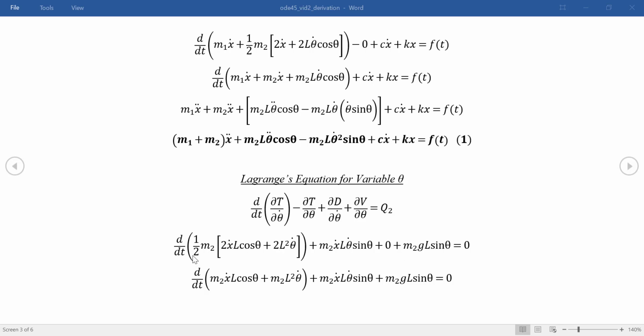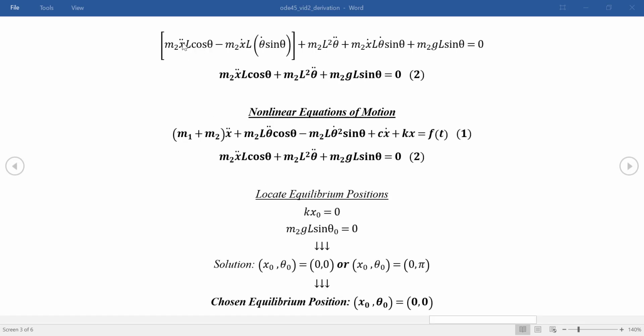Again, I factor out the 2 to get rid of the 1/2. And then I take a time derivative, which again involves a product rule that also involves a chain rule for the second term. After doing simplification, I get this expression here. And so now we have two nonlinear equations of motion. And they're clearly nonlinear because we see these squaring terms and these trigonometric terms also. That's what we want to get rid of.